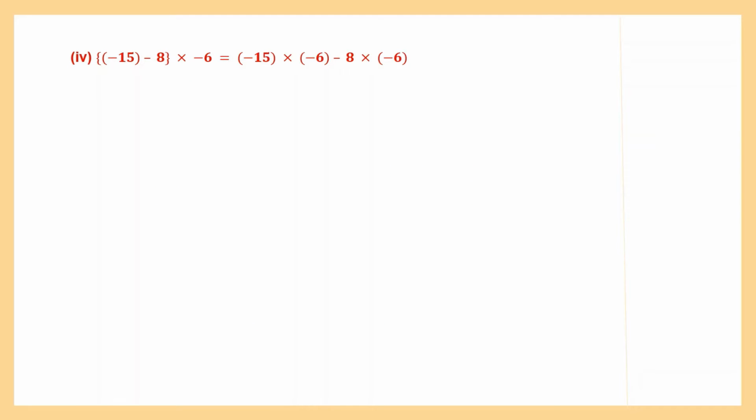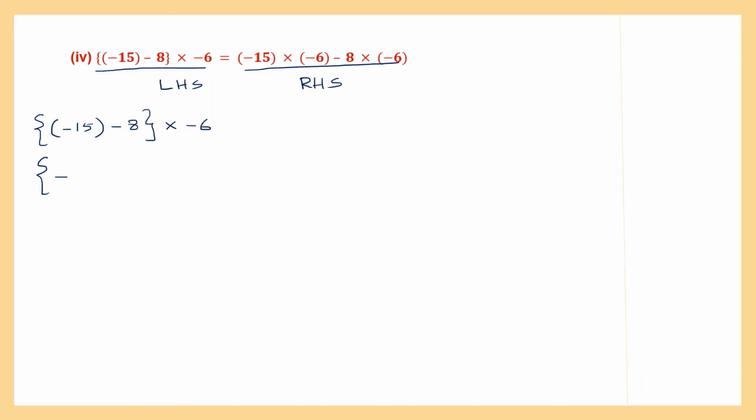Question 4. So let's get our left hand side and the right hand side ready. So this is the left hand side and this side is the right hand side. So again, let's work out the left hand side first. So we have curly brackets, then we have common bracket minus 15, close the common bracket minus 8 and close the curly bracket. Outside we have minus 6 into minus 6. So here we're going to remove the common bracket. So put the curly bracket, take off the common bracket, it's minus 15, minus 8, close the curly bracket, into minus 6.